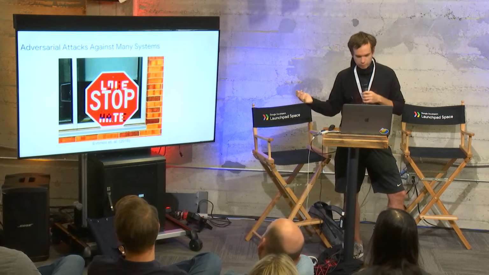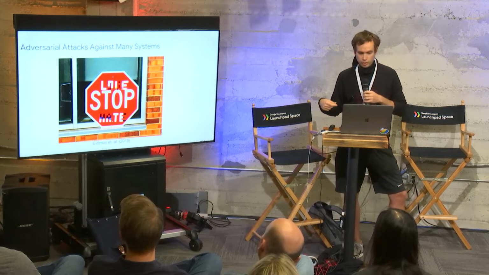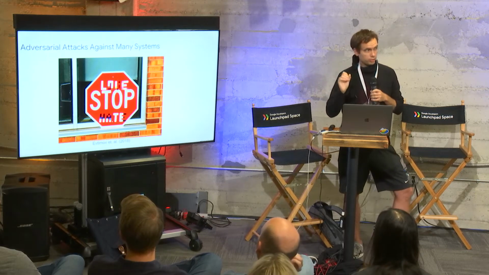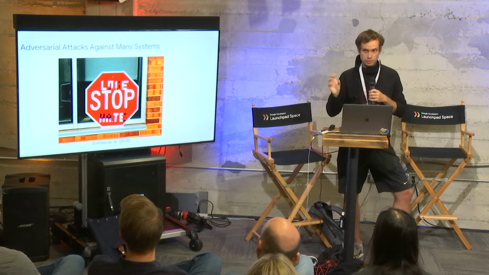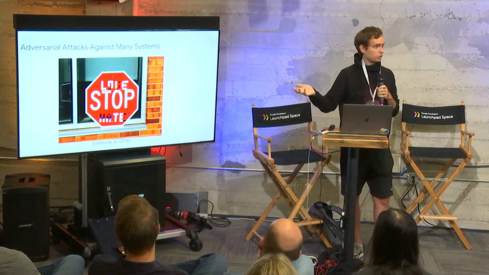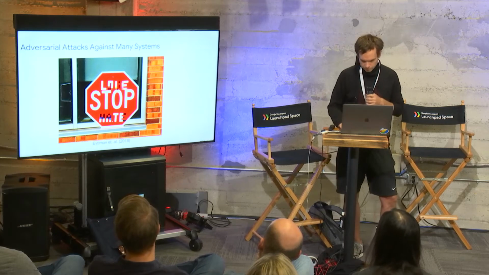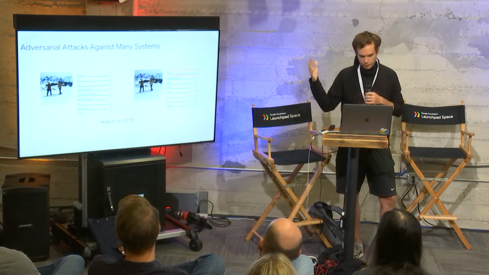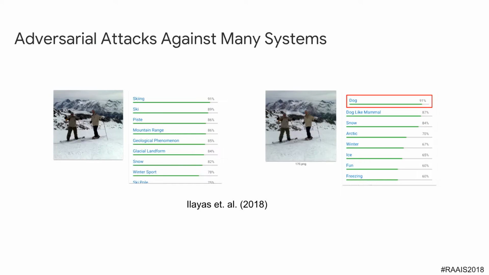We also have adversarial stop signs demonstrated, where people showed that you can place carefully crafted stickers on a stop sign that cause the model to classify it as a speed limit sign. And people have shown adversarial attacks against the Google Cloud service as well. On the left is a picture that's correctly classified as skiing, and on the right is a picture that the model says is a dog.